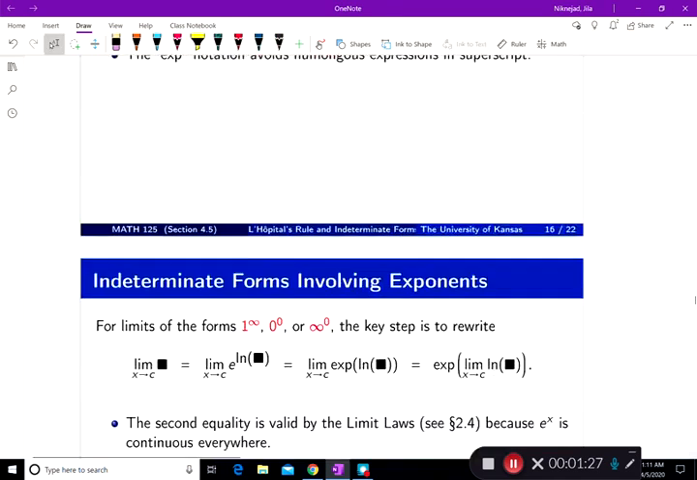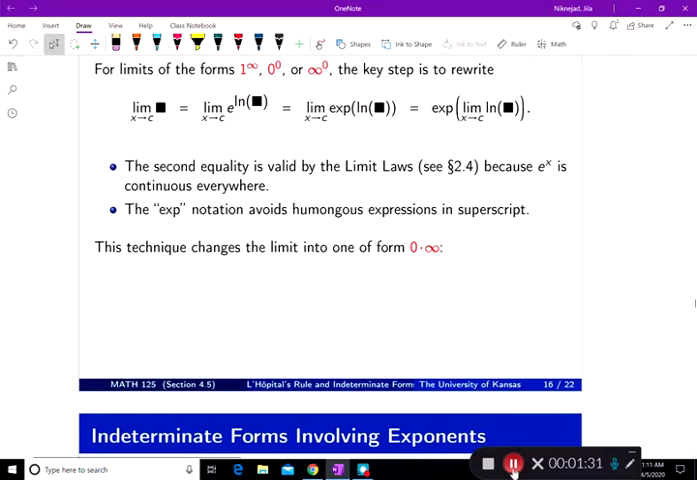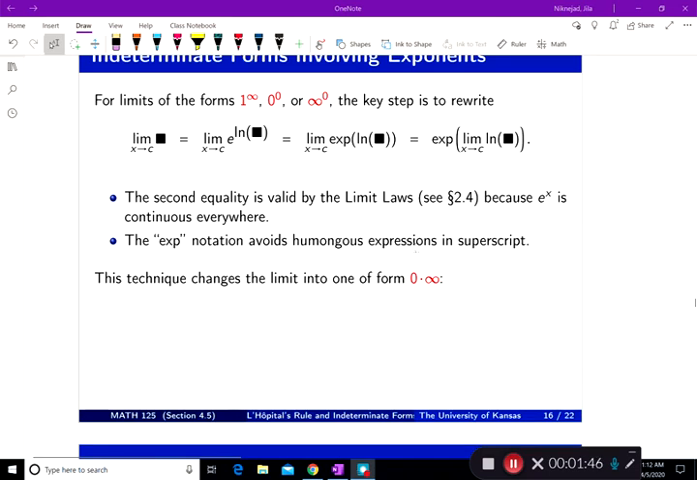It's important to know that this technique changes the limits into one of the form 0 times infinity. So rather than having 1 to infinity, 0 to 0, or infinity to 0, we'll get the form 0 times infinity.